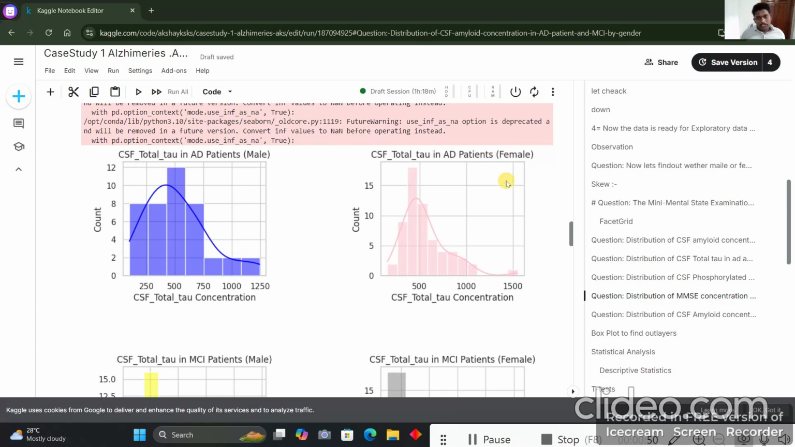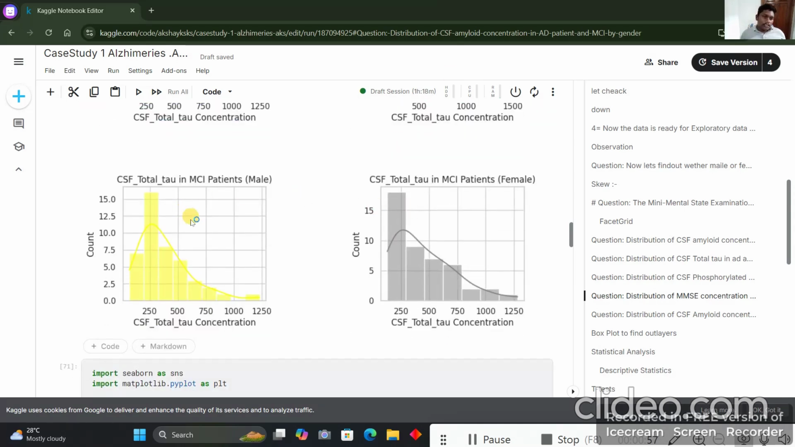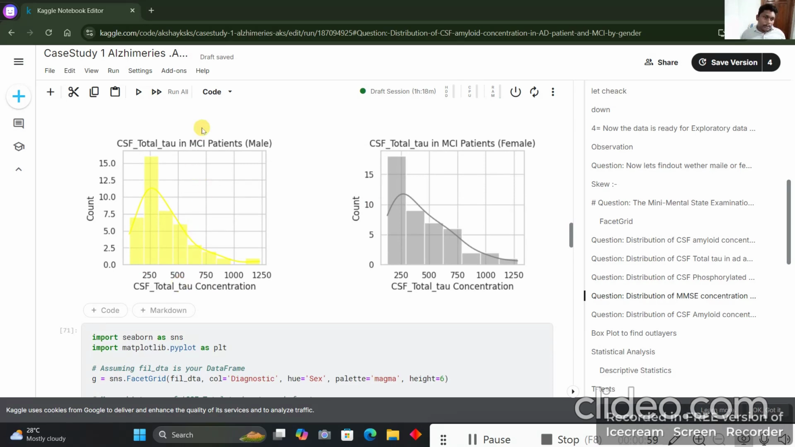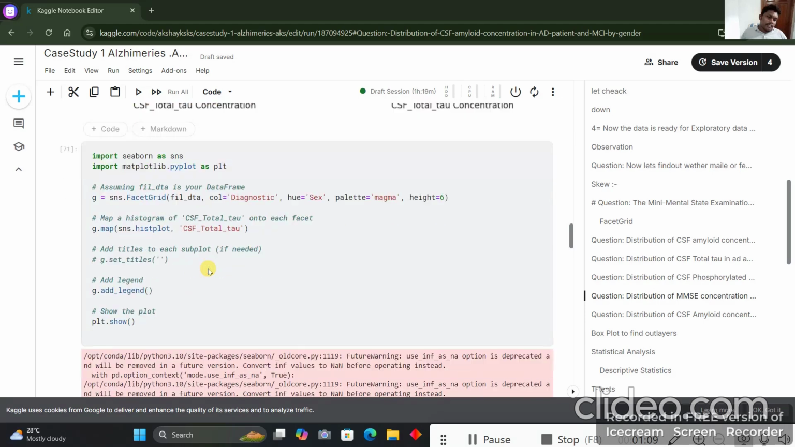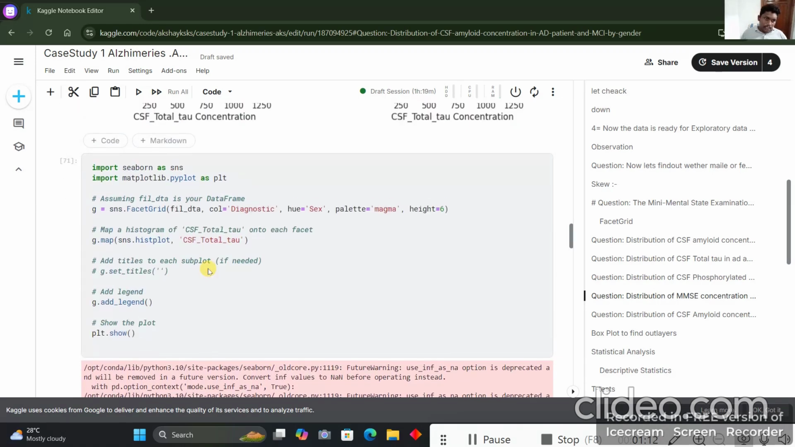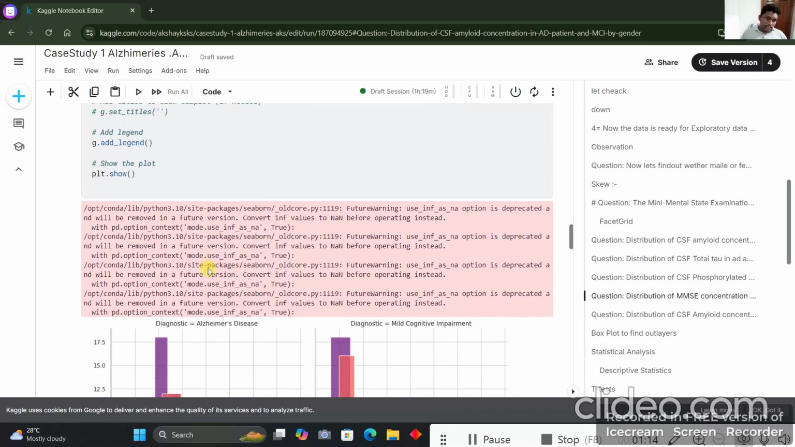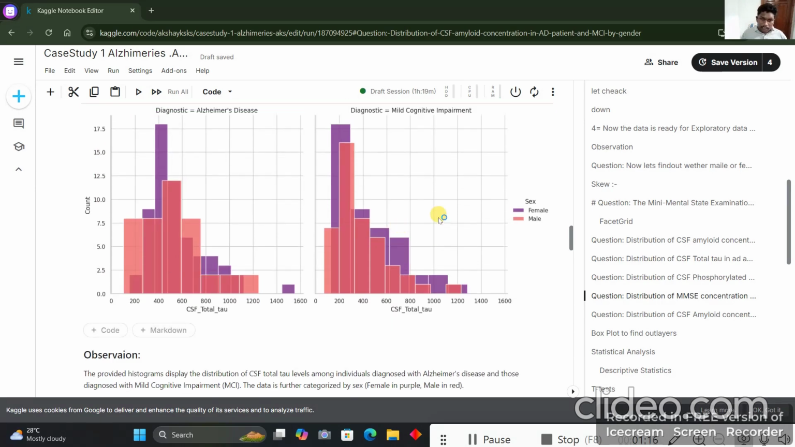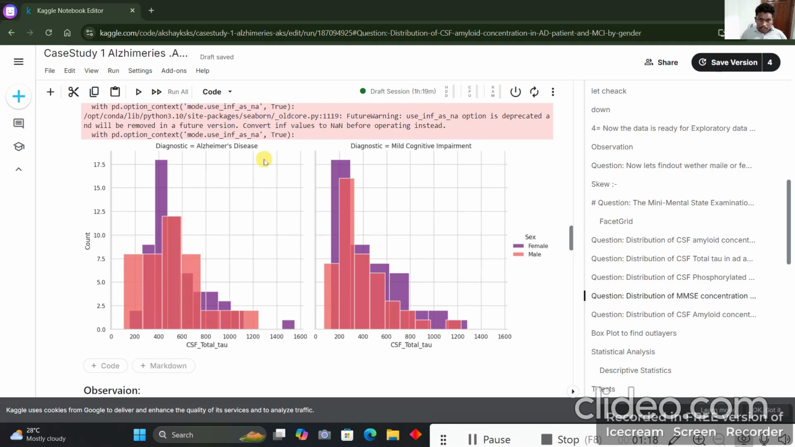For AD, Alzheimer's disease, we can see the CSF total TAU variations, and then next is the MCI variation. We can see the CSF total TAU concentration and the CSF total TAU MCI variation in the male and female graph. Then using the facet grid graph we can see the CSF total TAU Alzheimer's disease male graph.